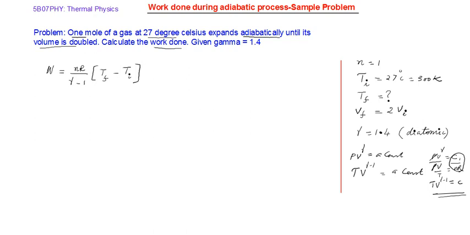In the same manner you can get the third relationship, which connects pressure and temperature also, which is P raised to gamma minus 1 divided by T raised to gamma equal to constant. Just try it out yourself. Anyway, we need this equation here.